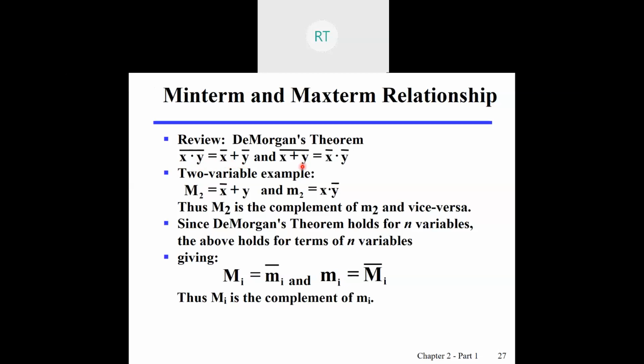You also have x or y. Do the complement of it. So now this is a max term. I'm doing the complement of it. It will give me a min term. So look here, please, at De Morgan's law. Max term equals min term bar, and min term equals max term bar. They are the same because they are the complement. Big M is the complement of small m.